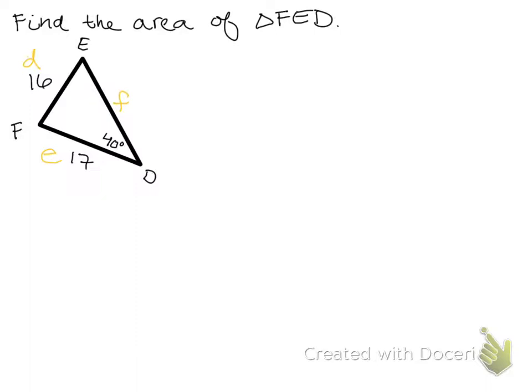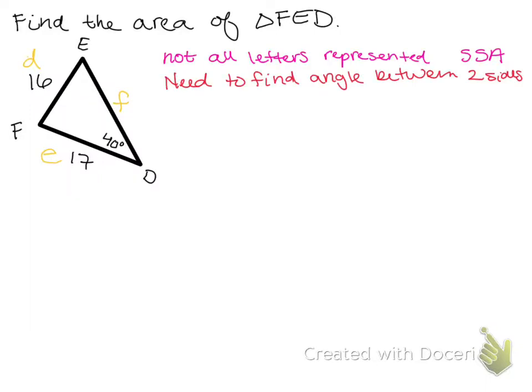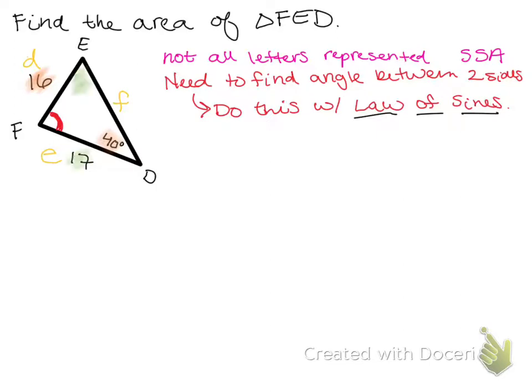So that means I have to use law of sines to find the missing angle. I've got to find the angle between the two sides to make it side-angle-side. So I'm going to use law of sines to do this. Remember law of sines? We're going to use the one where we know two of the parts, so we know two D's. We know little d and big D. And we know little e, so we're going to find big E.